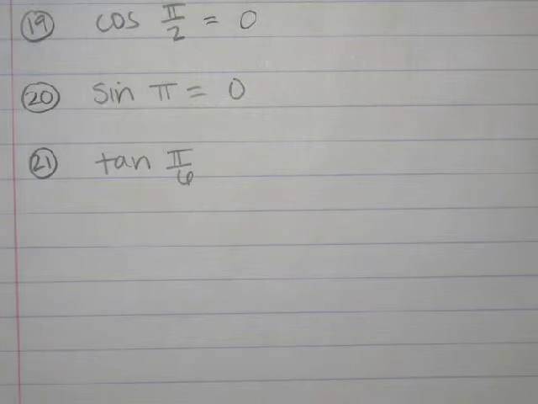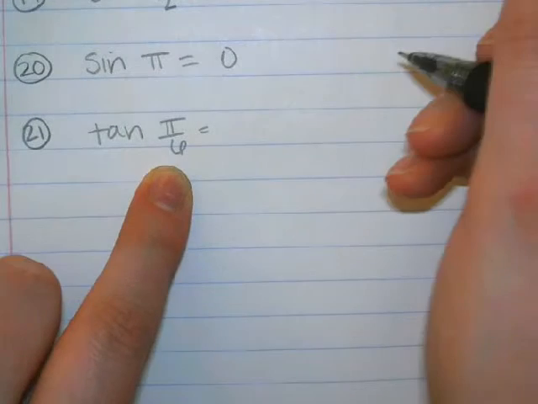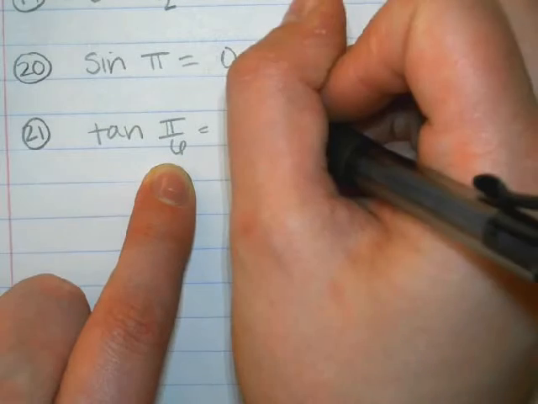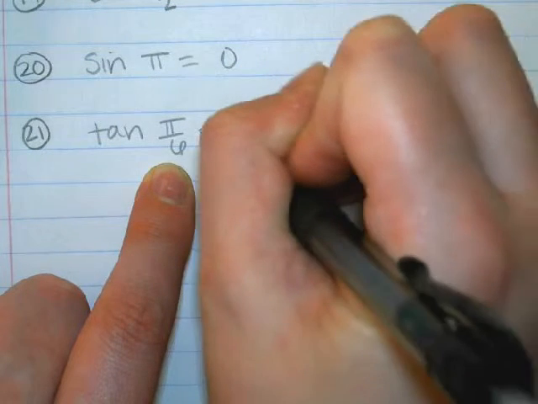Wait, are you sure? Yeah, I was looking at the wrong spot, but yes. Okay, so we have 1/2 divided by root 3 over 2.